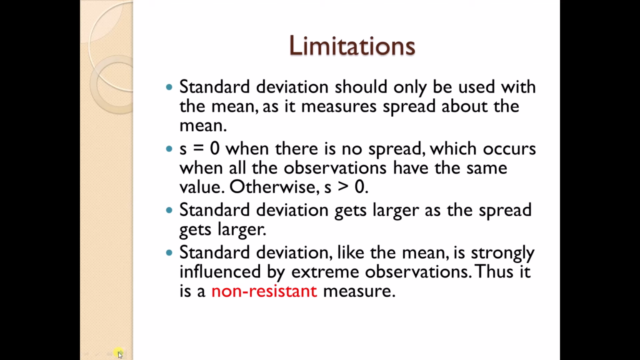You can have a standard deviation equal to 0, which is no spread, and that occurs when all your observations are the same. Otherwise, your standard deviation has to be above 0. There are no negative standard deviations. Of course, your standard deviation gets larger when your spread does, and it is strongly affected by extreme observations, so it is non-resistant. Throw in a weird value, throw in a lot more spread, average it in, just like with the mean, things could go a little haywire.